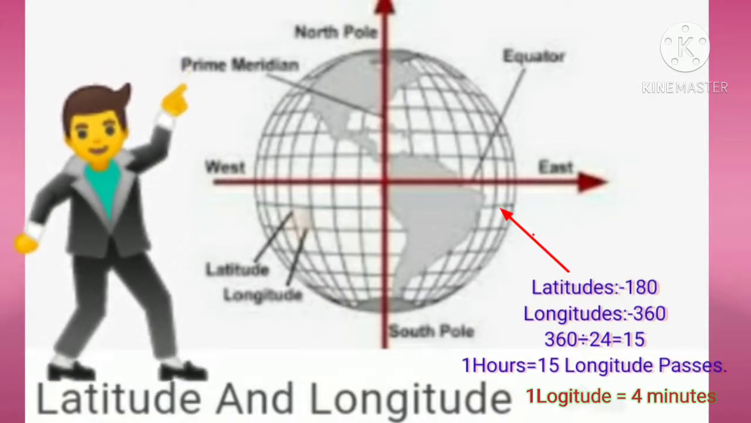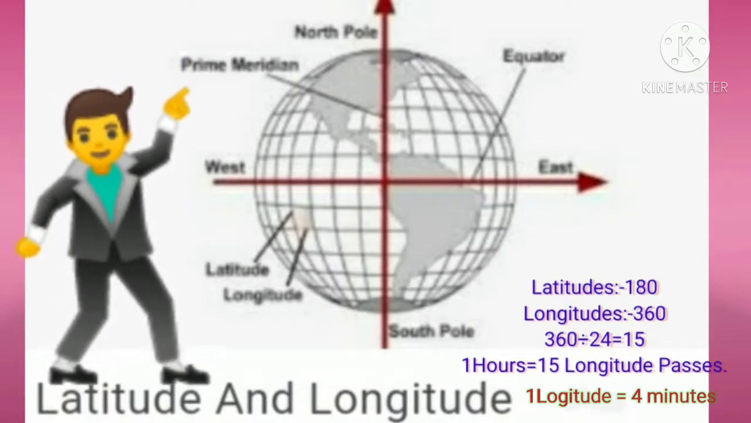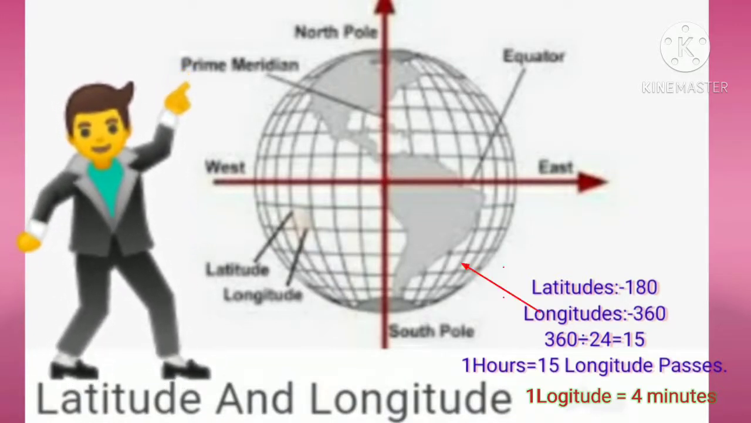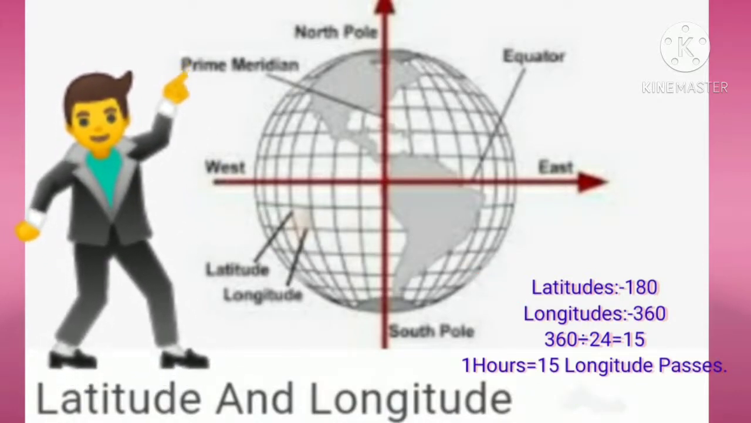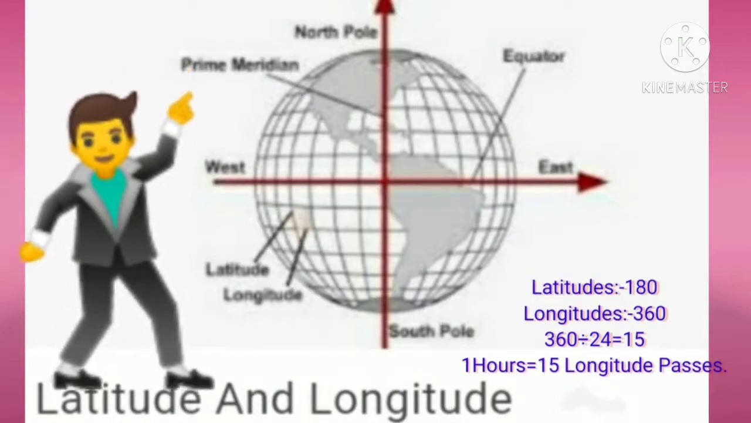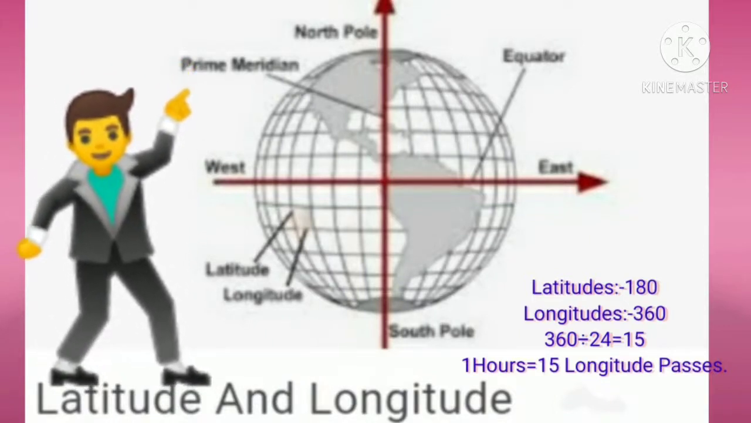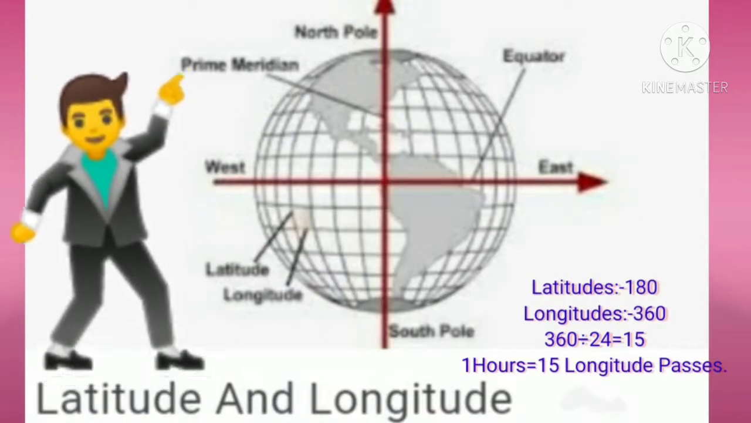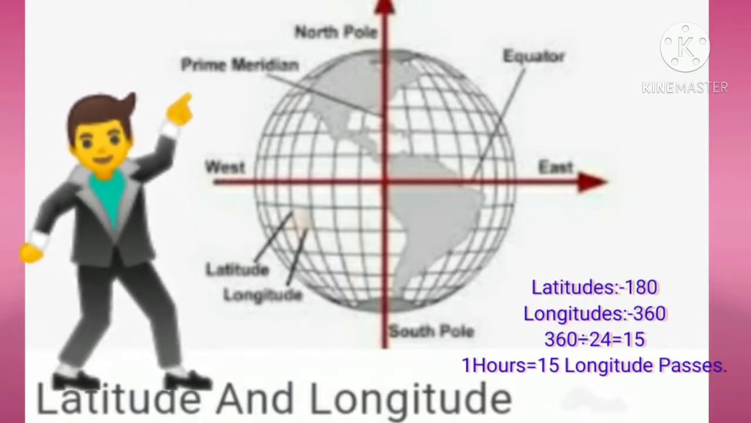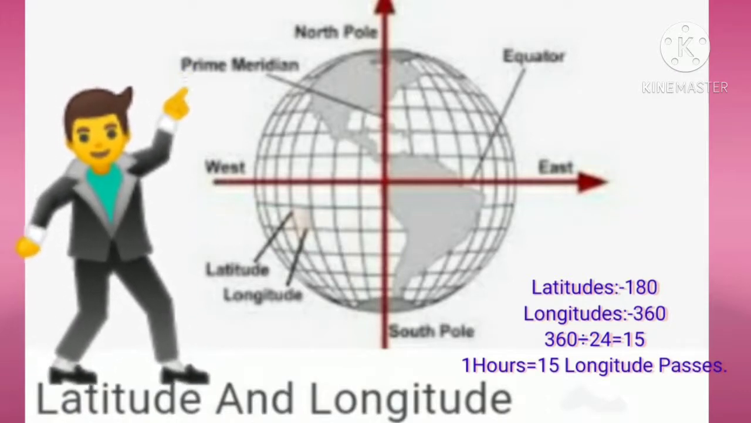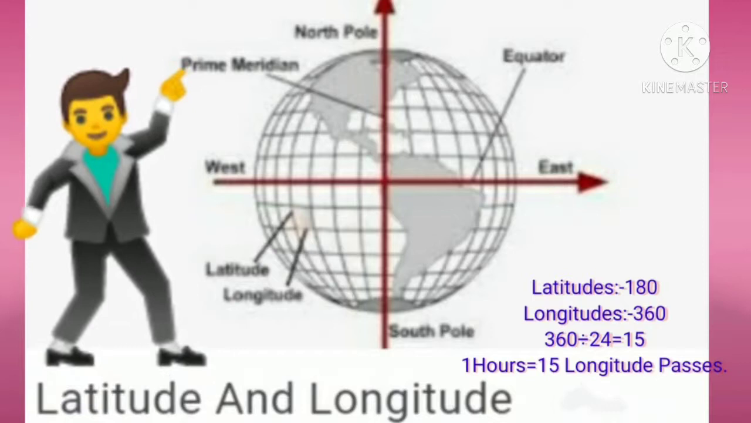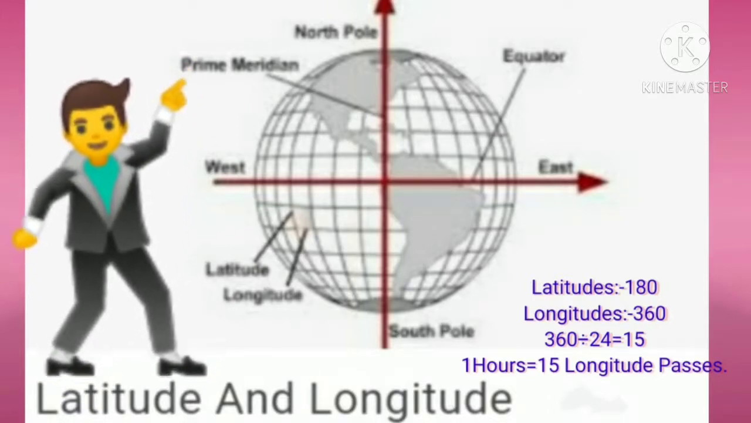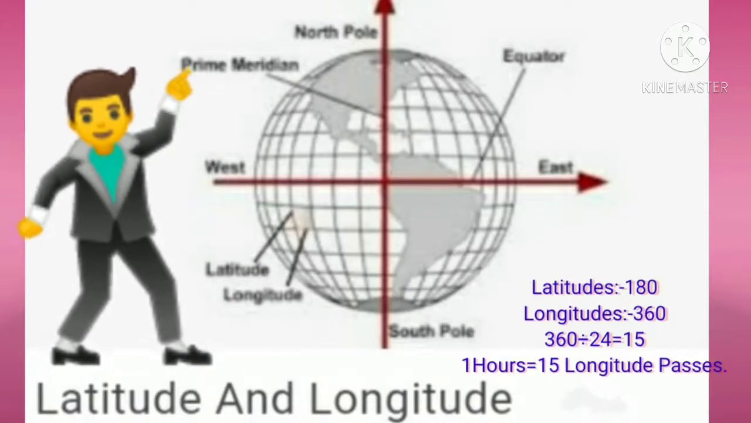Now there are latitudes 180, longitudes 360, divided by 24 hours, which means 15 longitudes pass in 1 hour in front of the sun. Now it means 1 longitude is passing within 4 minutes. So we come to know that in short, total latitudes are 180 and total longitudes are 360.